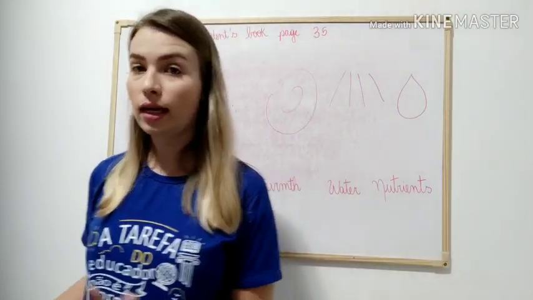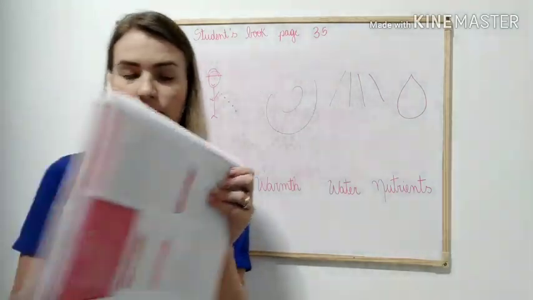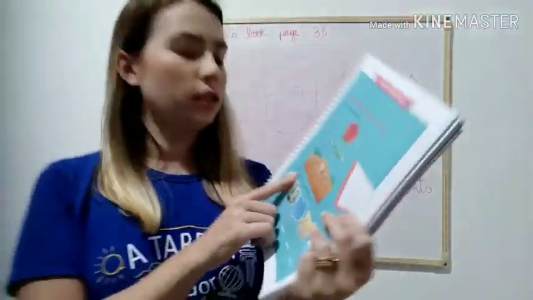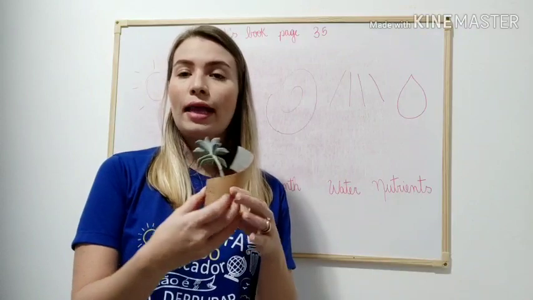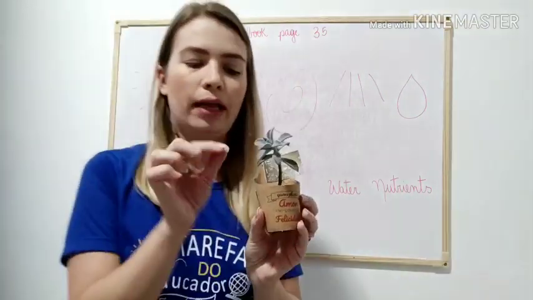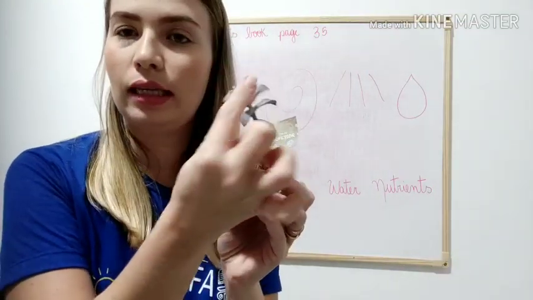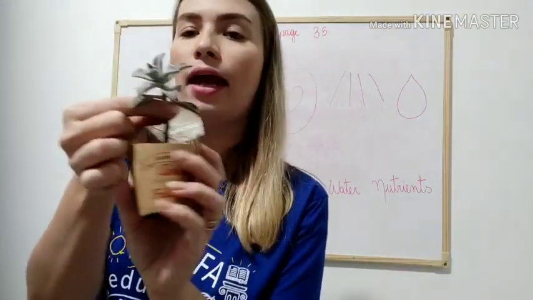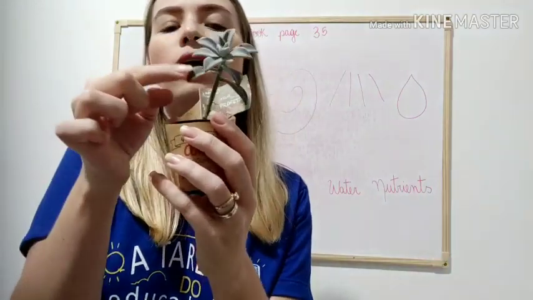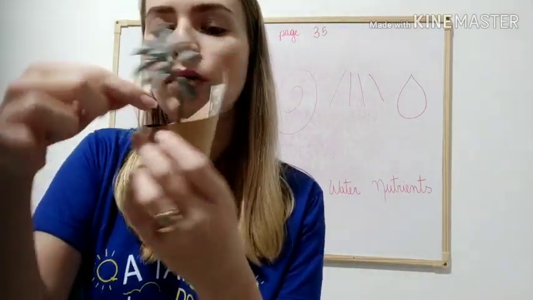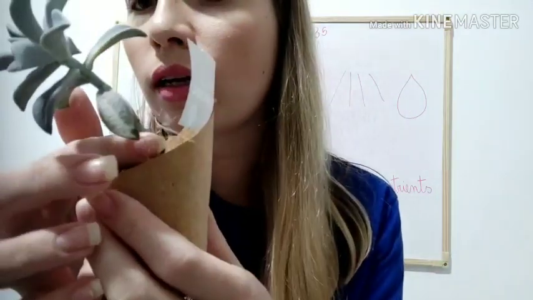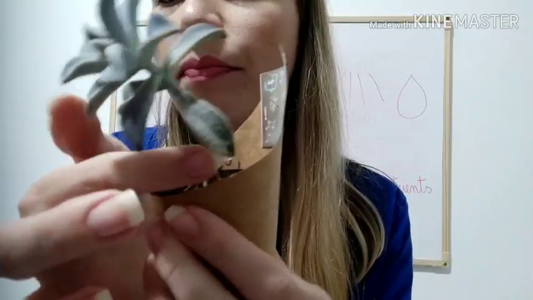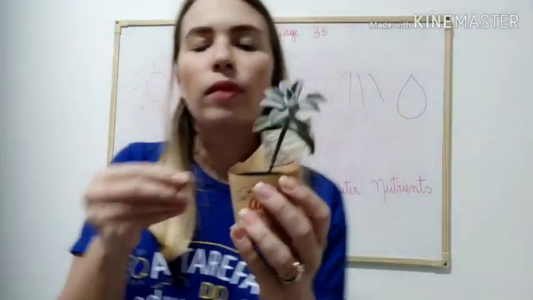Now, let's do number 6. Match the words with the correct picture. So, this is a plant, remember, plant. The leaves, and the stem. This is the stem. These are the leaves, and we have here root. Look, this is part of the root. Can you see the root? Look. This is the root.